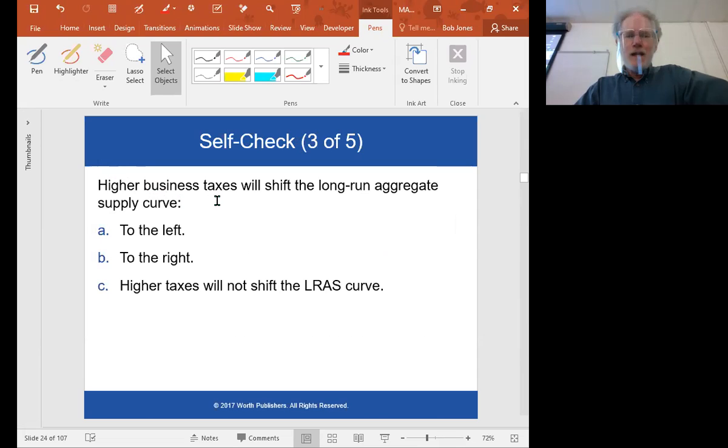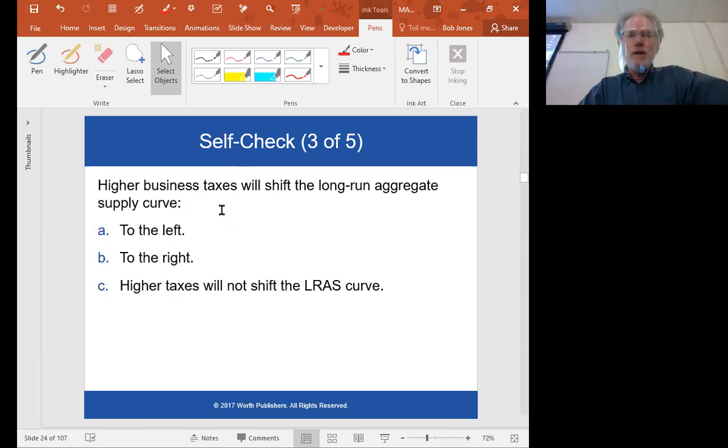Okay. Higher business taxes will shift the long-run aggregate supply curve to the left, to the right, or will not shift the long-run AS. Okay. This one's a little tricky because higher business taxes will affect aggregate demand, as we already talked about, but they will also affect aggregate supply. Okay? Because when you have higher taxes on business, that affects incentives. And if you raise taxes, then there's less incentive to produce. So firms are going to produce less. The growth rate is going to be lower.